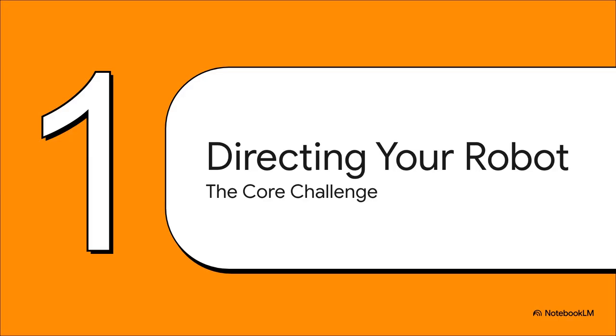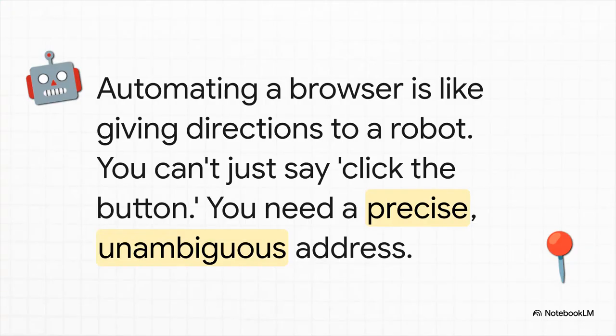So, to really get a grip on why locators are so important, let's kick things off with a simple analogy that I think makes it all click. Okay, picture this. You've got a robot butler. Super cool, right? But if you just tell it, hey, go get the cup, what's it gonna do? It'll probably just stand there, confused. Which cup? The one on the counter? In the dishwasher? You have to be specific.